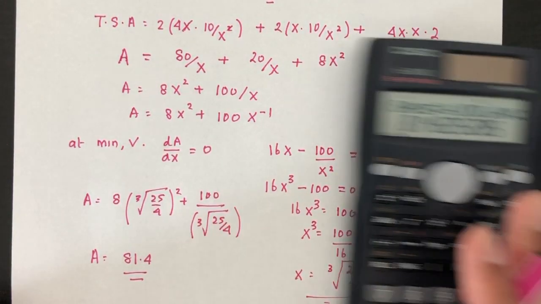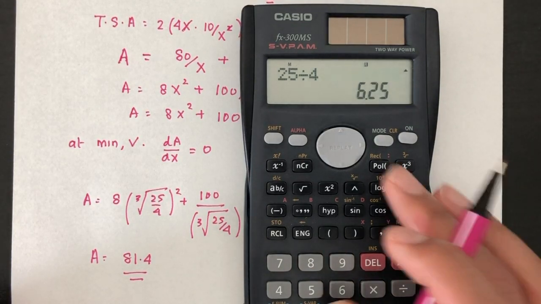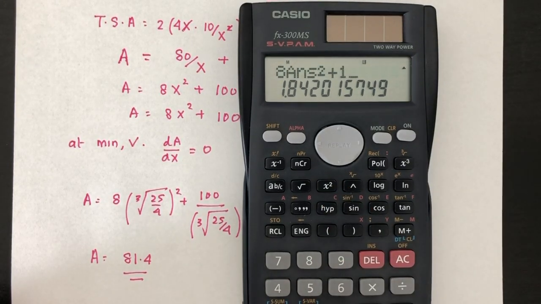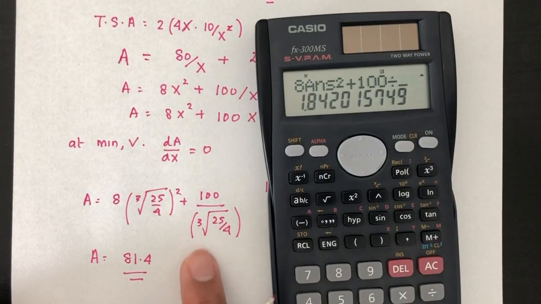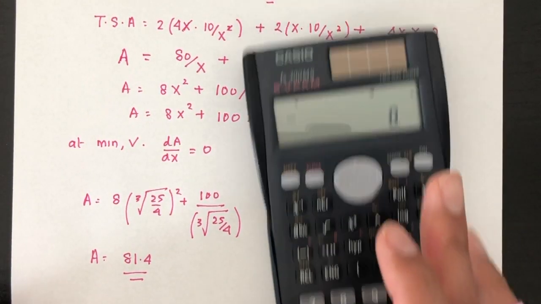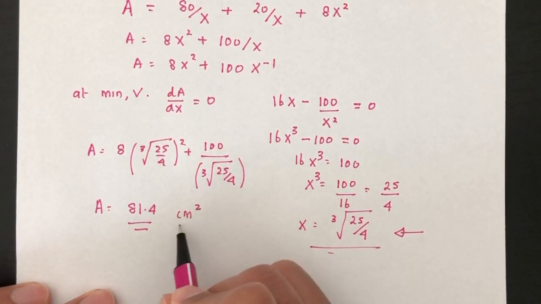So let's try that one more time. We have 25 divided by 4. We take the cube root of the answer. Now we have 8 times the answer squared plus 100 divided by the answer. Yep, 81.4. So that will be my minimum value for the area.